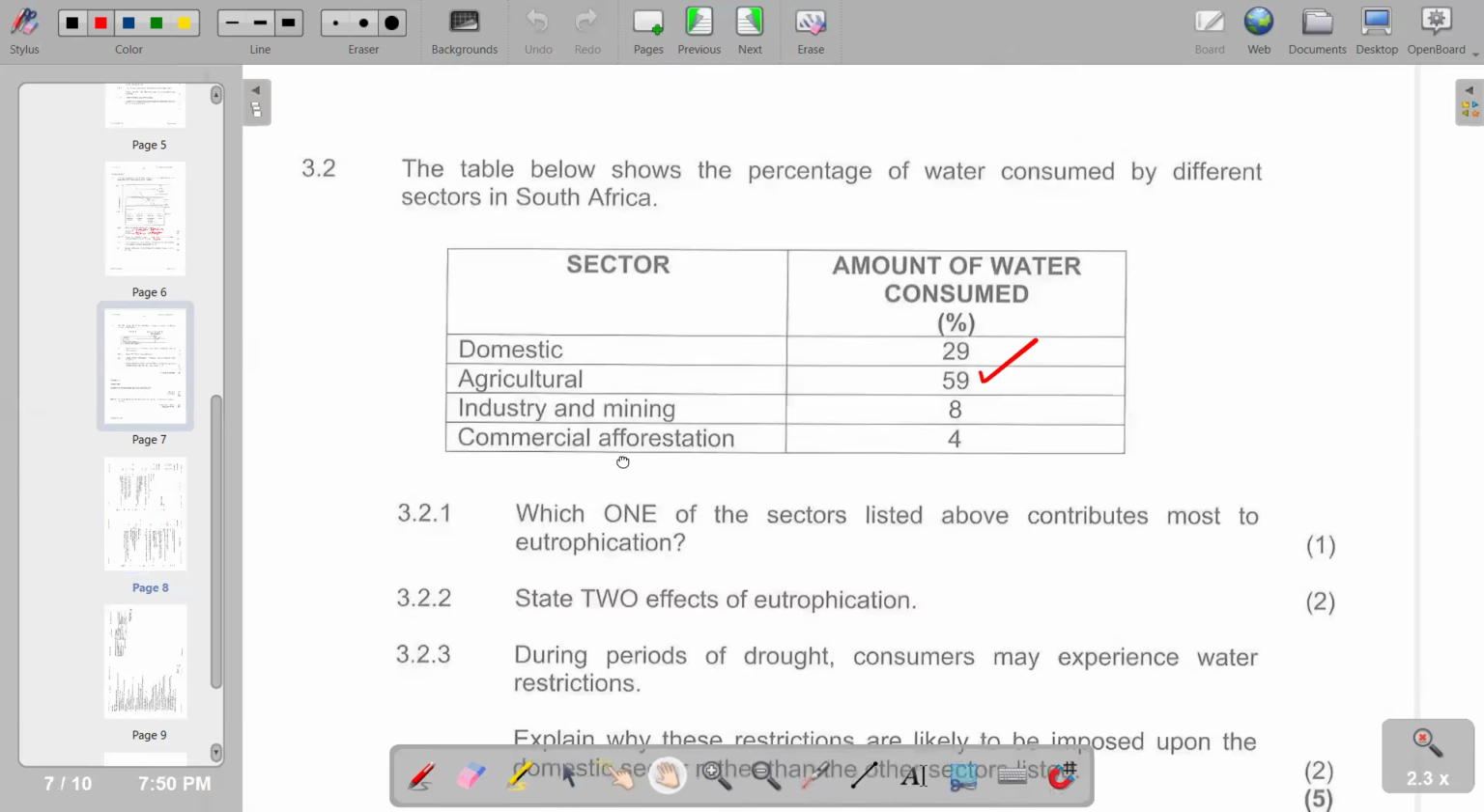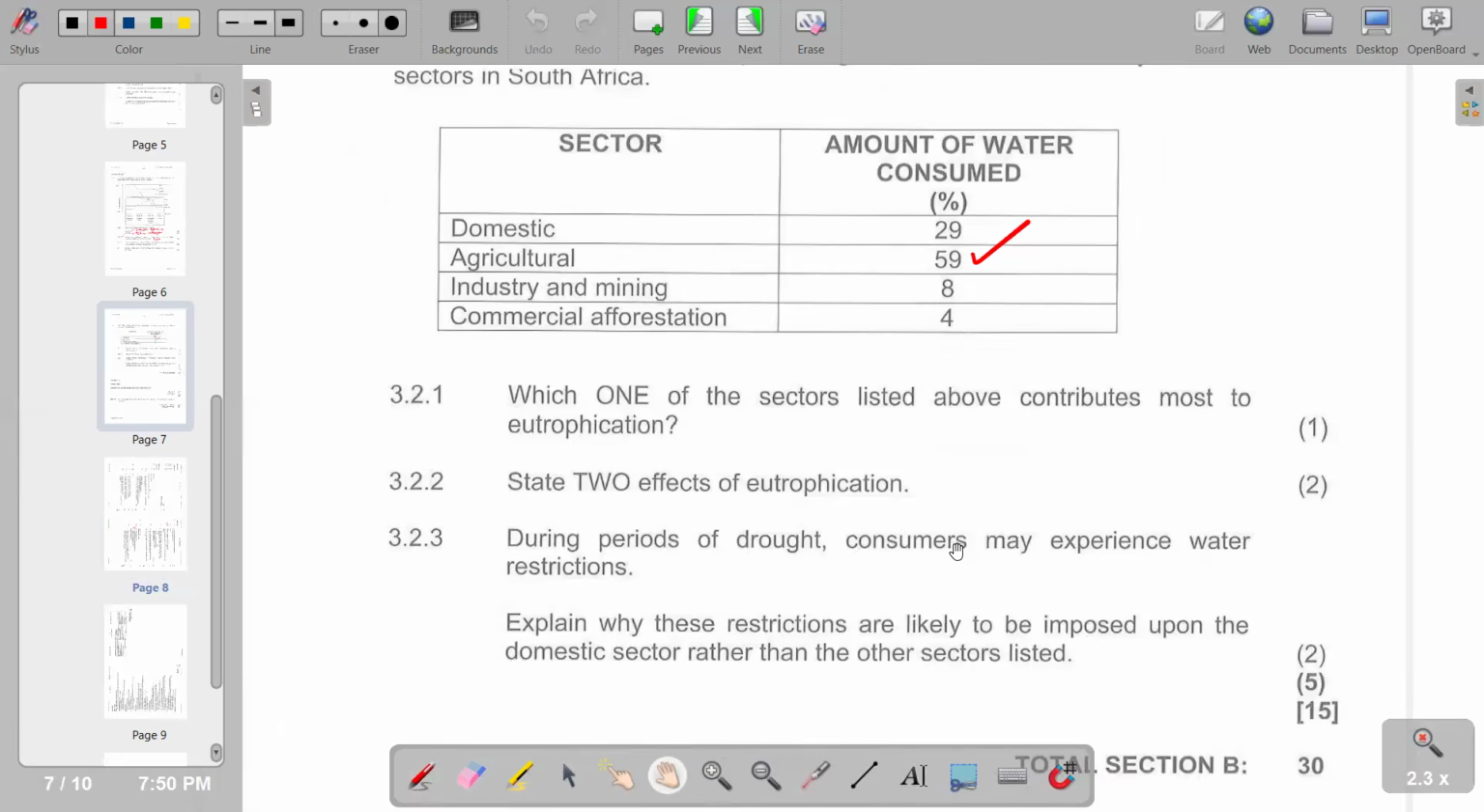And moving on to the next question. During periods of drought, consumers may experience water restrictions. Explain why these restrictions are likely to be imposed upon the domestic sector rather than the other sectors listed. The reason is that water restrictions imposed on other sectors will negatively affect economic activity. If the restrictions are imposed on the domestic sector, they are not going to affect economic activity. Remember, if economic activity is affected, it's going to affect many macroeconomic aspects, including total production, which leads to GDP, the total monetary value of goods that are produced. So that's why we have that scenario.